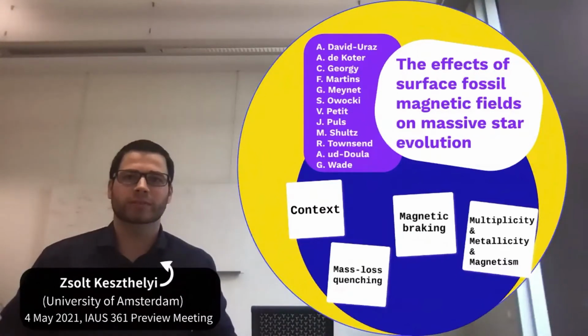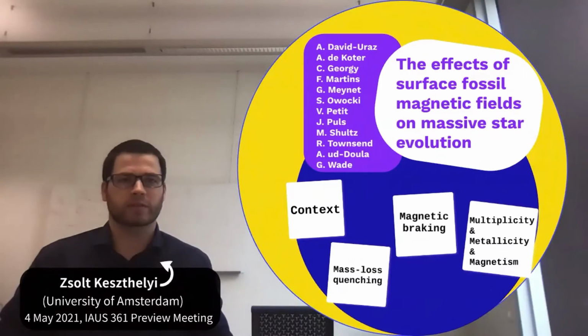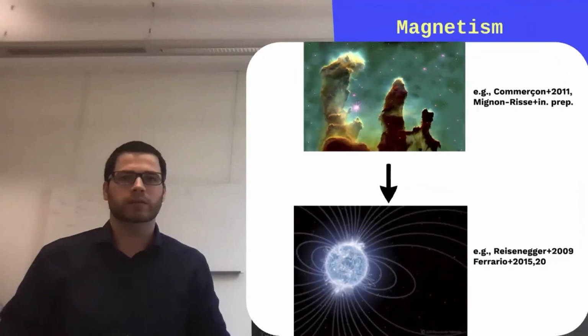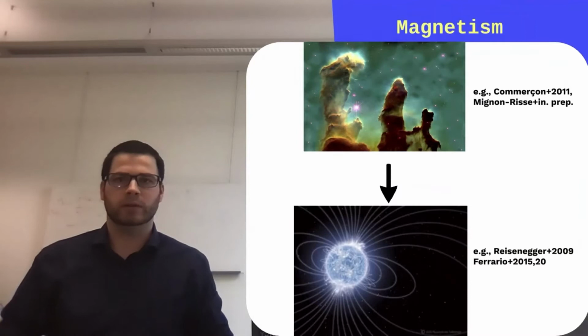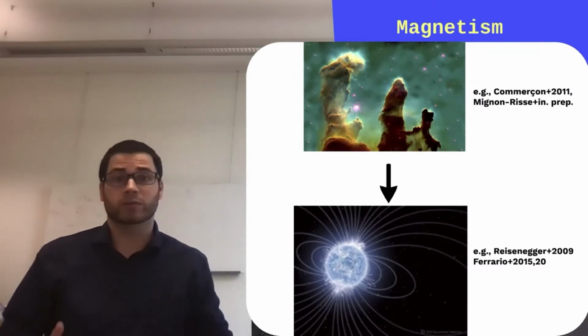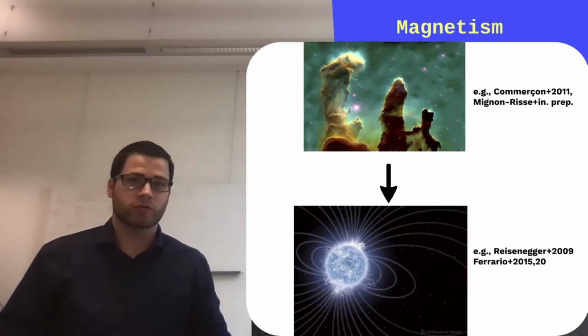My name is Zsolt, and in this presentation, I will tell you about the important role that surface fossil magnetic fields play in massive star evolution. Magnetic fields spread through molecular clouds, and therefore stars form in a magnetized medium. At the other end of the spectrum, stellar end products also seem to be magnetized with a 100% incidence rate. The question, therefore, is what happens to the magnetic flux between these two phases during massive star evolution?